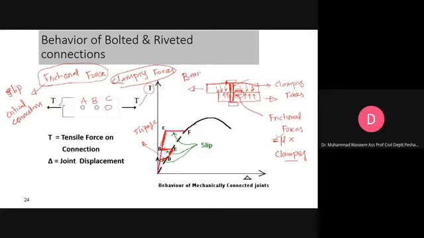So obviously these two behaviors have been explained on this graph. First, the load is resisted by the frictional force, okay. Once it slips, so then it becomes a bearing type connection. Is that clear to you?